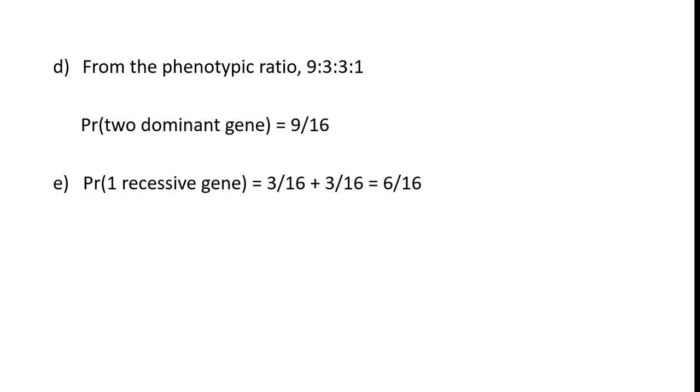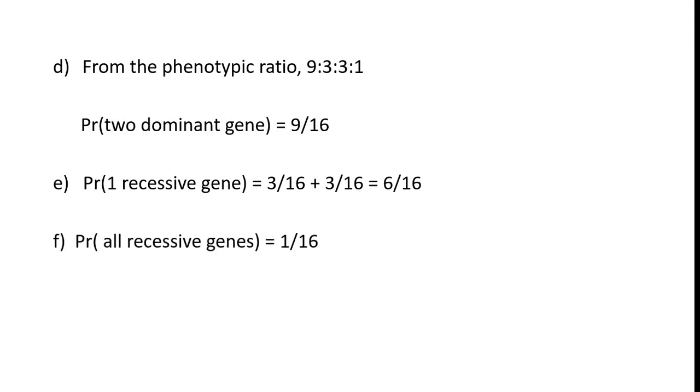So this is an example of mutually exclusive. It's either the offspring is part of the ratio of the first trait, or is part of the second trait. So if the person is part of the first trait, the probability is going to be 3 over 16. And if the person is part of the second trait, the probability is going to be 3 over 16. So the probability of one recessive becomes 3 over 16 plus 3 over 16, that is 6 over 16.